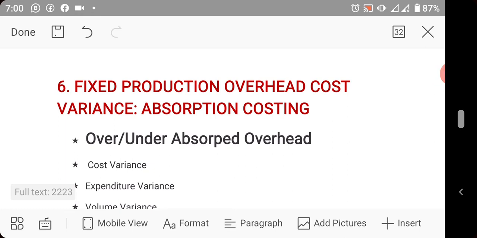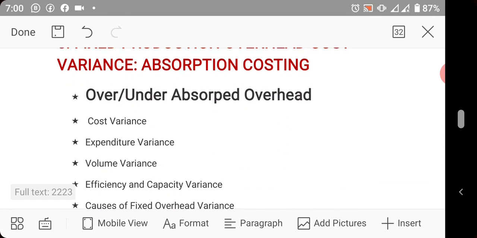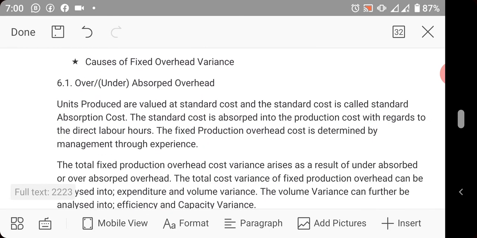Okay, fixed production overhead cost variance, absorption costing. We're going to look at over or under absorbed overhead. Over or under absorbed overhead arises when the actual overhead is different from the overhead absorbed, and we need to measure the variance and know what caused it, whether it is due to labor hours or is due to cost.